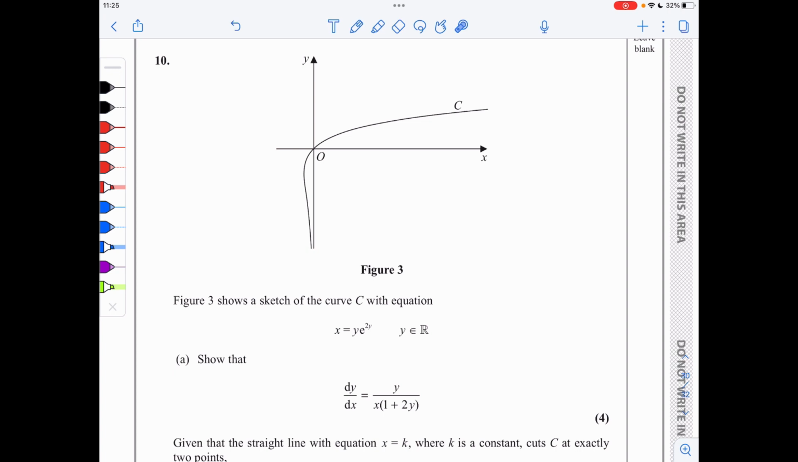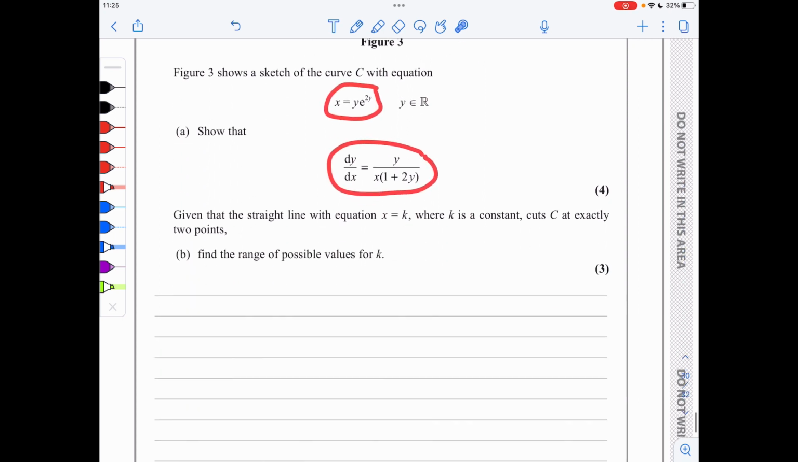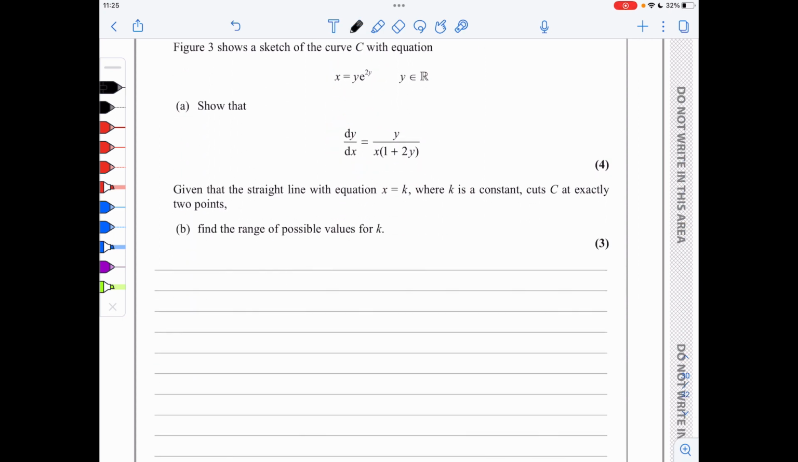In question 10, we are being given that x is y e to the 2y, and we need to show that dy dx is given by this expression. So I will start by finding dx dy. I'm using the product rule. I differentiate y, I'm left with 1 e to the 2y, plus I keep y, the derivative of e to the 2y is 2 e to the 2y. So this is e to the 2y brackets 1 plus 2y.